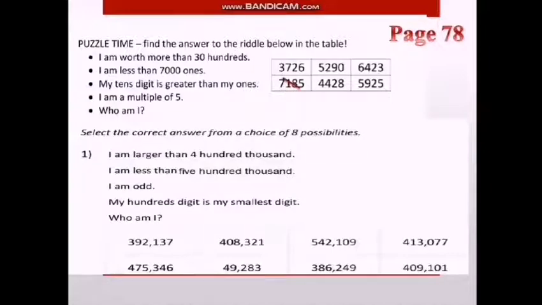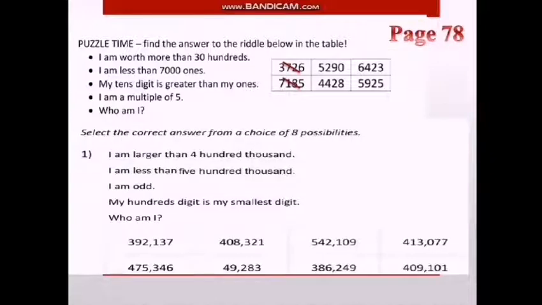Then, my tens digit is greater than my ones. The tens must be greater than the ones, so we will cancel any number whose tens is smaller than its ones. Look here, 3,726. The 2 in the tens is smaller than the ones, smaller than 6, so we will cancel it. Here, the tens is 9 and the ones is 0. So it's right. Here I need the tens greater than the ones.